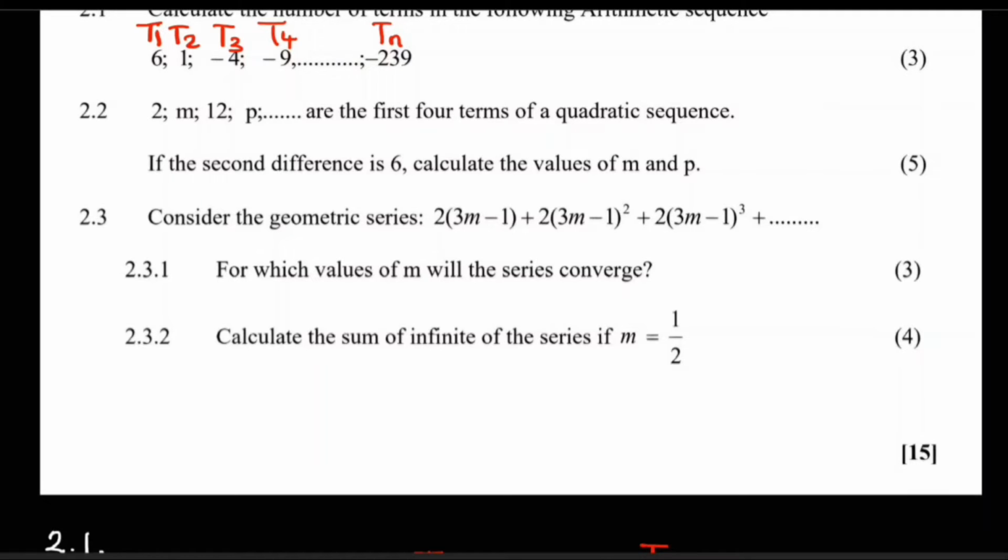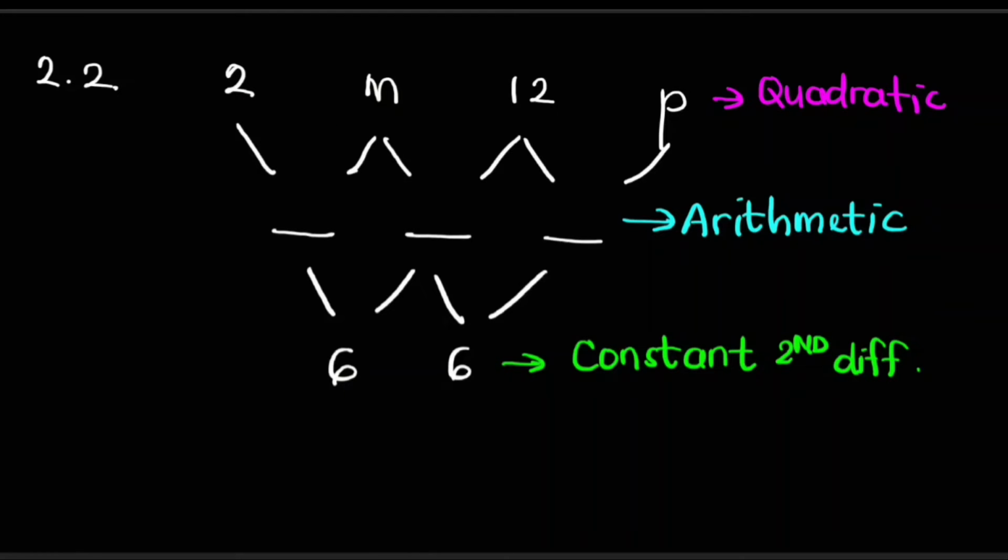Now let's first start off by writing this down. So here's what we have. We have 2, m, 12 and p, which is the quadratic sequence. Then we know that we can minus these terms from each other to get the first difference, and your first difference is arithmetic. The first differences were not given to us, so we can actually get that on our own. But we were given the constant second difference, which is 6. Now let's focus on getting the first differences.